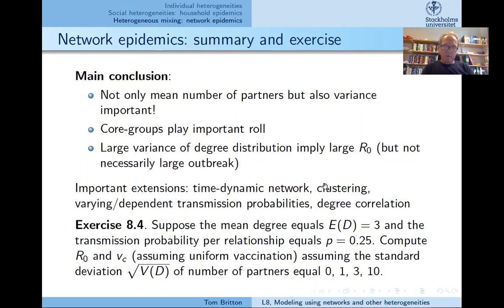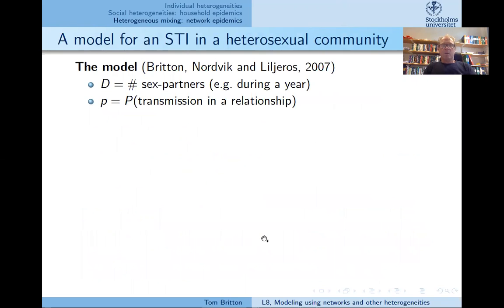You might want to have a network containing clustering, and maybe you have a time-varying transmission probability or dependence between, if you infect one of your friends, you could have degree correlations. There are a lot of different extensions. This was more like an illustration. Anyway, here is an exercise which shows that not only the mean degree and the transmission probability, but also the variance is important in determining R0.